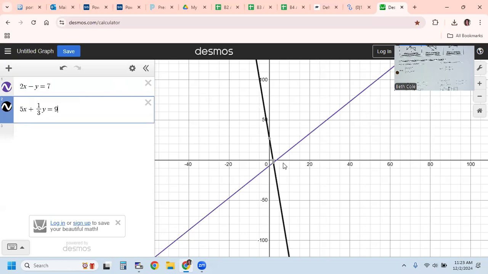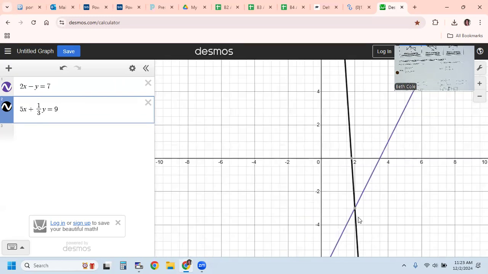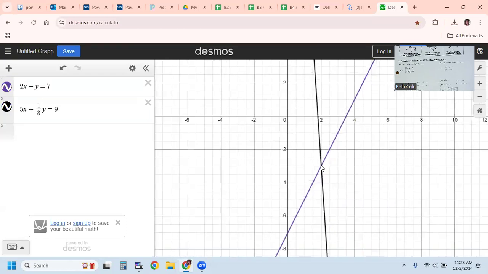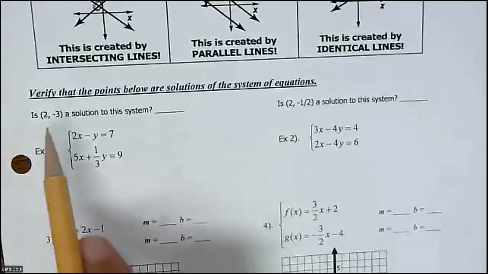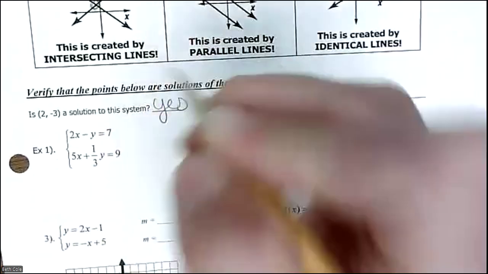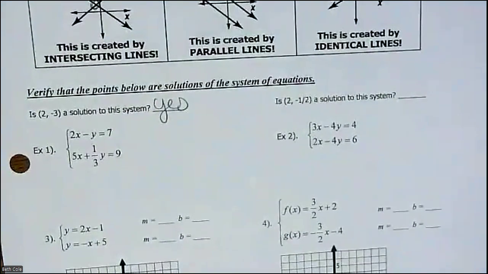Now my axes are a little bit messed up. Do you know how to turn it back to normal? What button do you hit? Home. Okay. So what I'm going to do is click on the intersection. Do you see it right there? Boom. What's the answer? 2, -3. So let's go back to the paper. Is 2, -3 a solution? Easy peasy. You just have to be able to use your calculator.